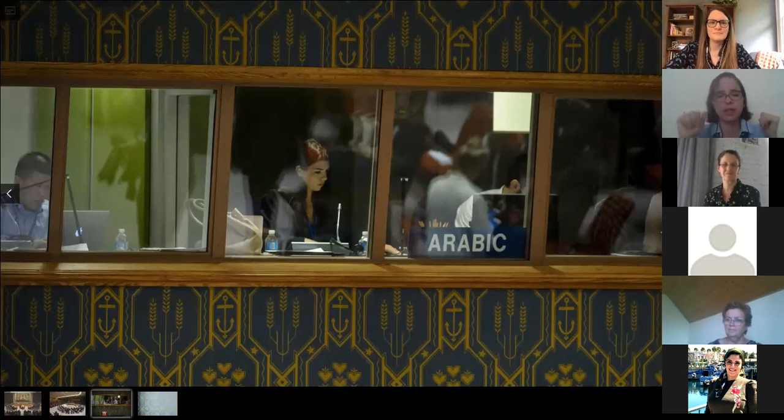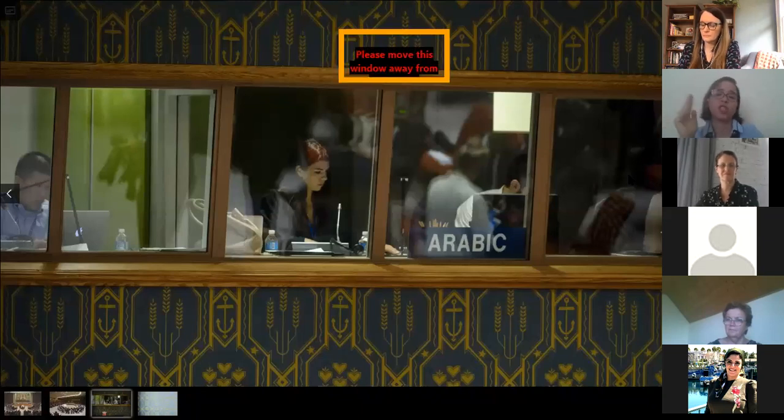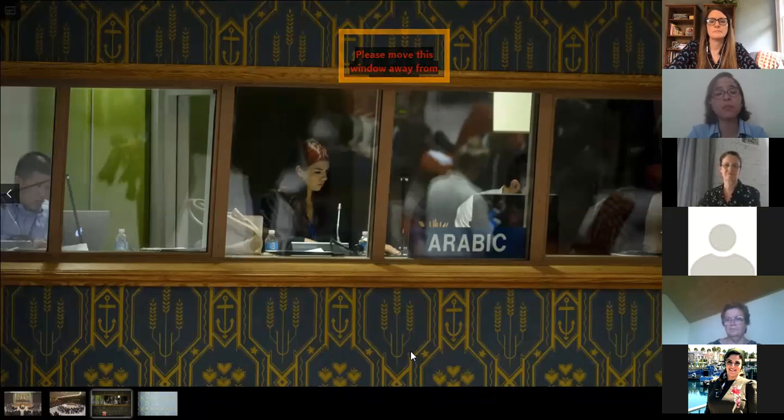These are Arabic, Chinese, English, French, Spanish, and Russian. So I'm just going to repeat that quickly: Arabic, Chinese, English, French, Spanish, and Russian. So these are the 6, and here you can see, for example, the Arabic interpreters. The interpreters sit at these booths in the rooms themselves, and they provide simultaneous interpretation. So they hear what's being said and immediately repeat it in a different language.